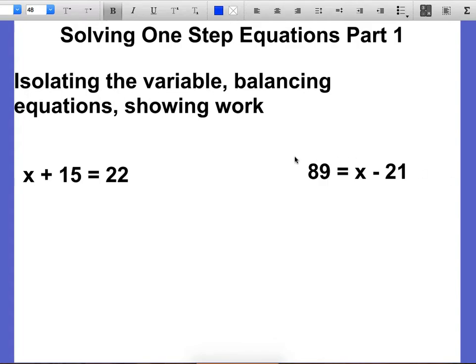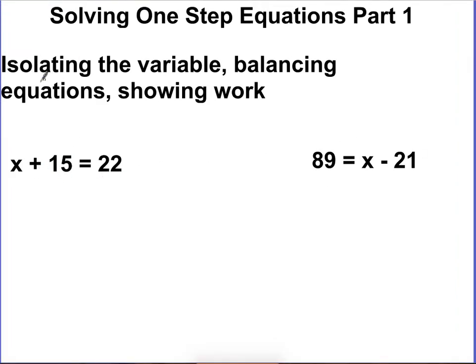Isolating. So we heard that word earlier. The word isolating means to get that by itself or to get it alone. When you're in isolation, you're by yourself. So with this equation here, x plus 15 equals 22, I'd want to isolate or get the x variable by itself. In this equation, 89 equals x minus 21. Again, I'd want to get the x variable by itself in order to solve this.